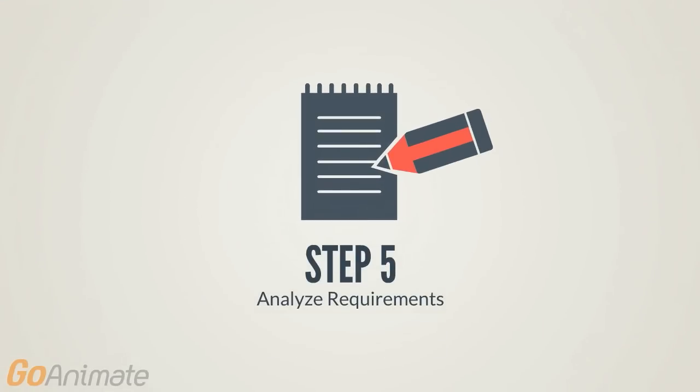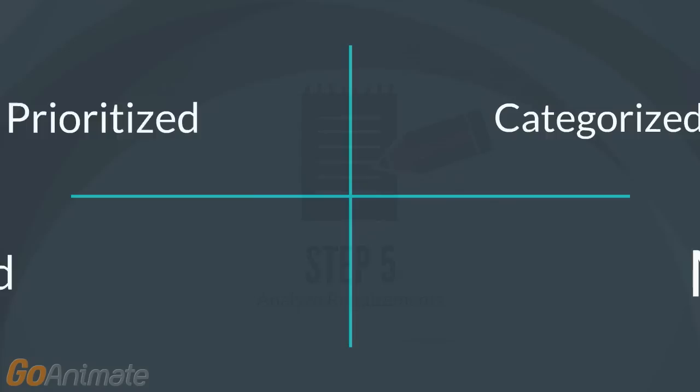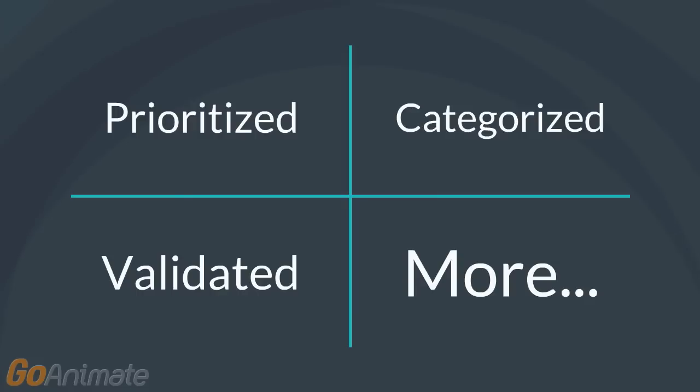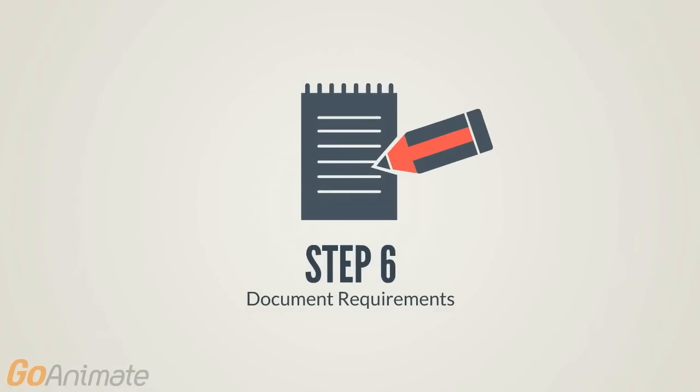Step 5. Analyzing requirements. After requirements are gathered, the BA needs to prioritize, categorize, validate these requirements, and many more. As each requirement is analyzed, it generally leads to further questions, which requires the analyst to probe further until all relevant issues are cleared.